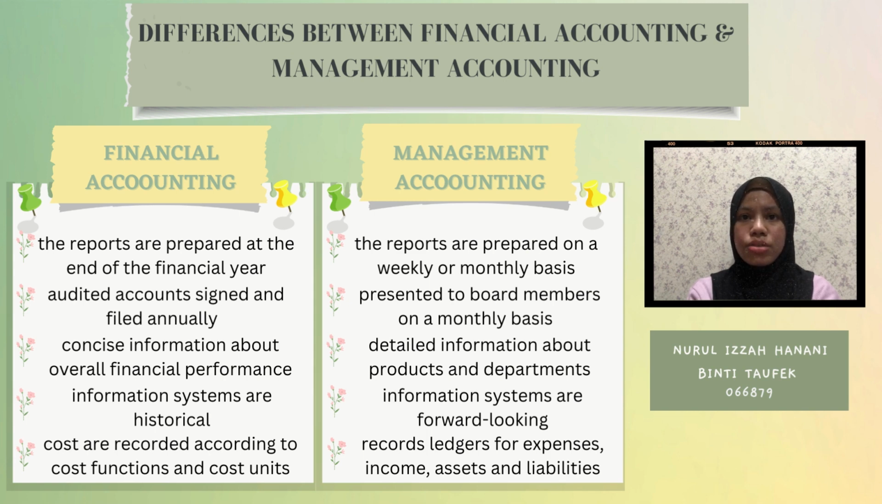Next, the audited accounts for financial accounting are signed and filed annually. For management accounting, the reports are presented to the board members on a monthly basis. All the information for financial accounting is concise about the overall financial performance. Meanwhile, management accounting has more detailed information about the products and departments. Following that, financial accounting information systems are historical compared to management accounting, which is forward-looking. Lastly, financial accounting records costs according to cost function and cost unit. Management accounting records ledgers for expenses, income, assets, and liabilities.